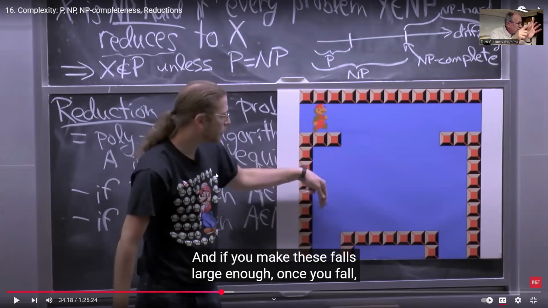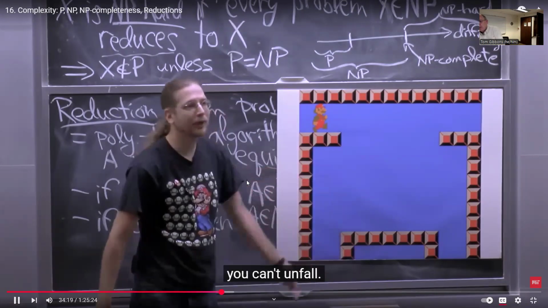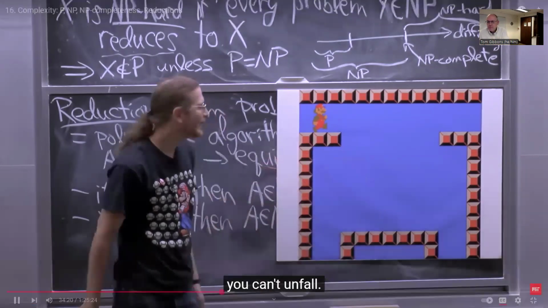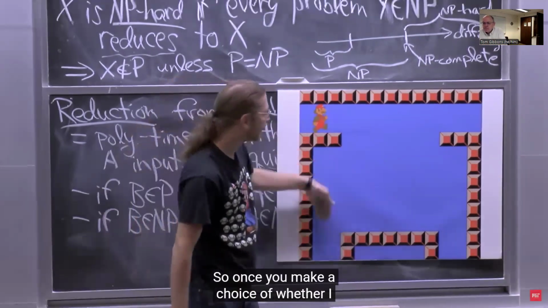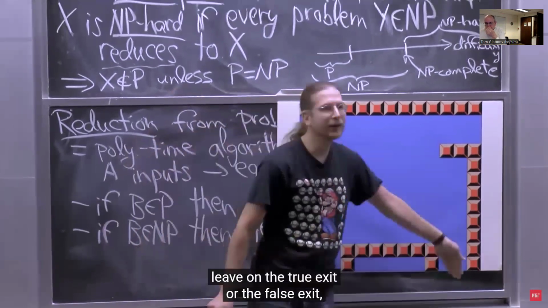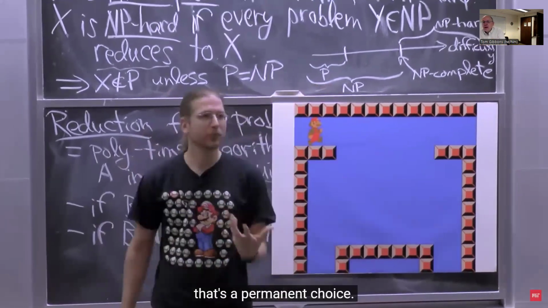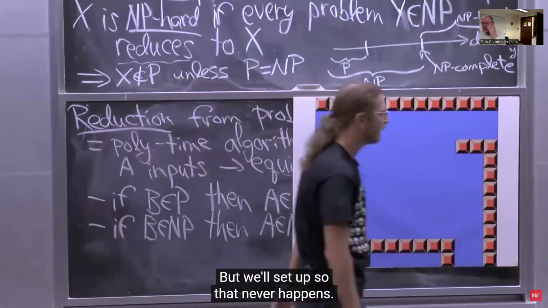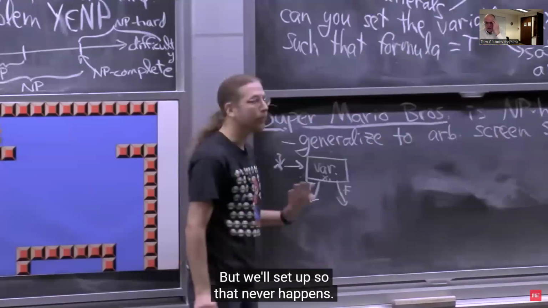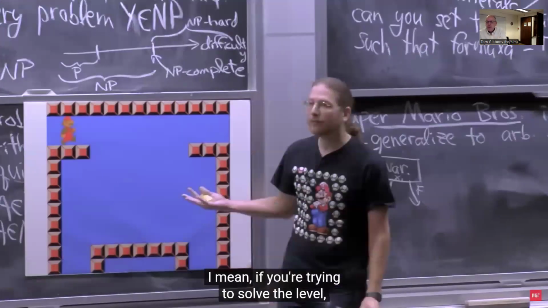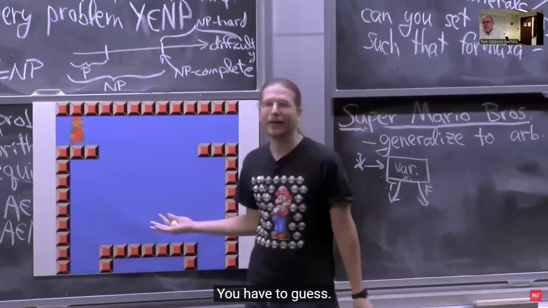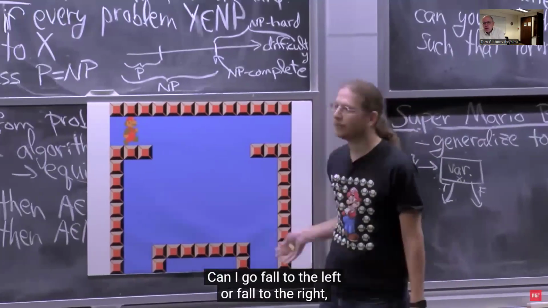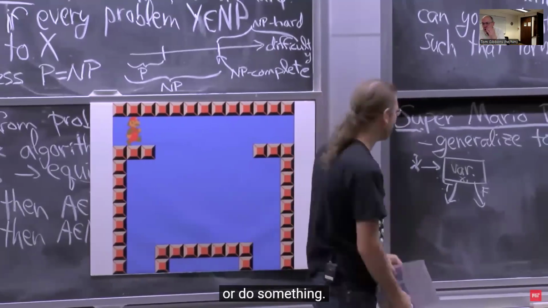But again, notice you can enter it from the left or the right. When you fall, you can't unfall. So once you make a choice whether to leave on the true exit or the false exit, that's a permanent choice. You can't undo it unless you can come back to here, but we'll set it up so that never happens. So if you're trying to solve a level, you don't know which way to go. You have to guess: fall to the left or fall to the right.